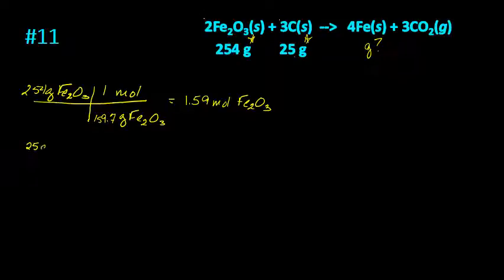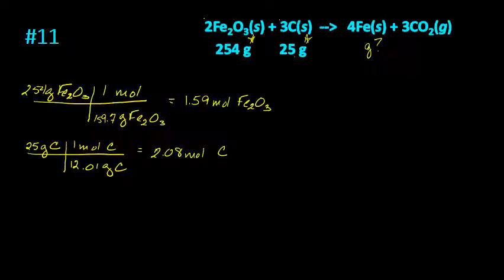Now let's find moles of carbon. So we have 25 grams of carbon. So 12.01 grams of carbon for 1 mole of carbon. So we end up with 2.08 moles of carbon. Now our next step then is to find out which is the limiting reactant, because this is how much we have. All we did was find out how much we have, not in terms of grams now, but in terms of moles. And if you want, you could write 1.59 moles here and 2.08 moles here, because that's how much we have. So let's find out how much we need.